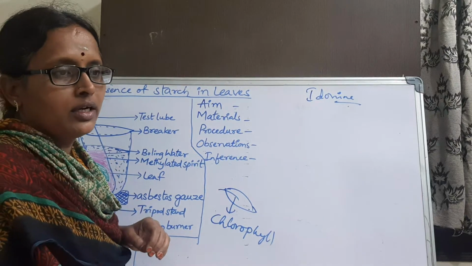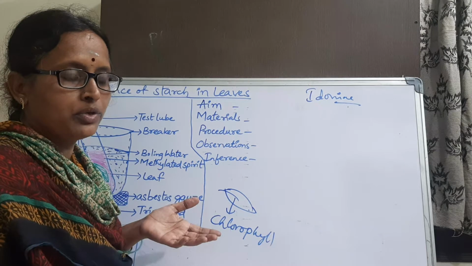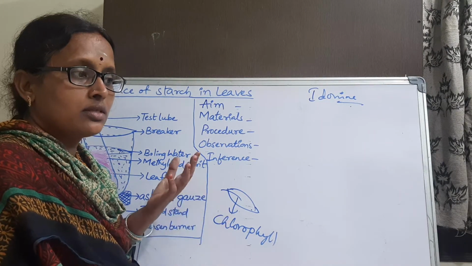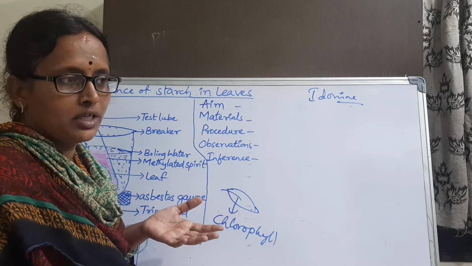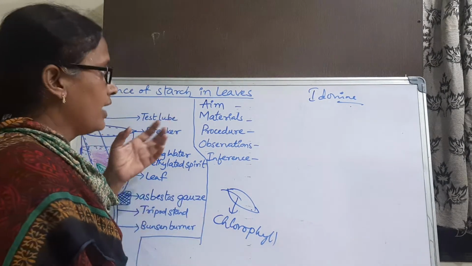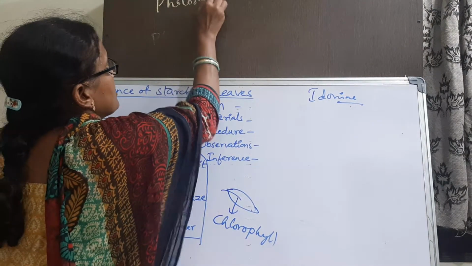Good morning, children. Yesterday we learned about autotrophic nutrition and heterotrophic nutrition. In heterotrophic nutrition there are types: parasitic nutrition, saprophytic nutrition, and holozoic nutrition. And we learned about the process of photosynthesis.